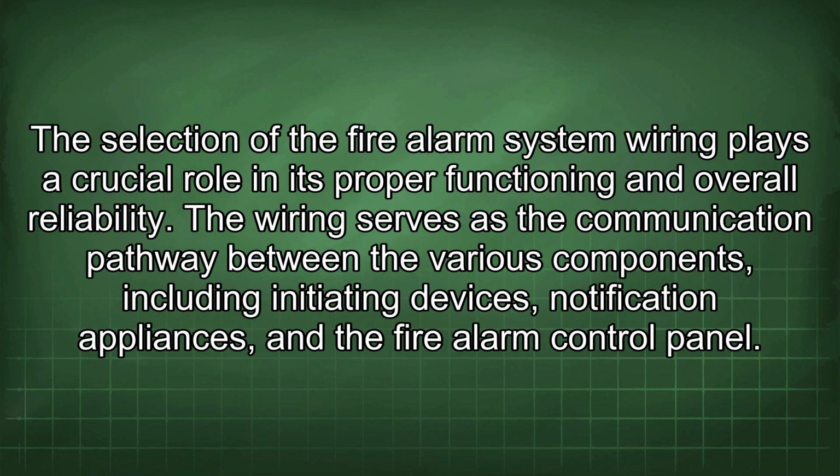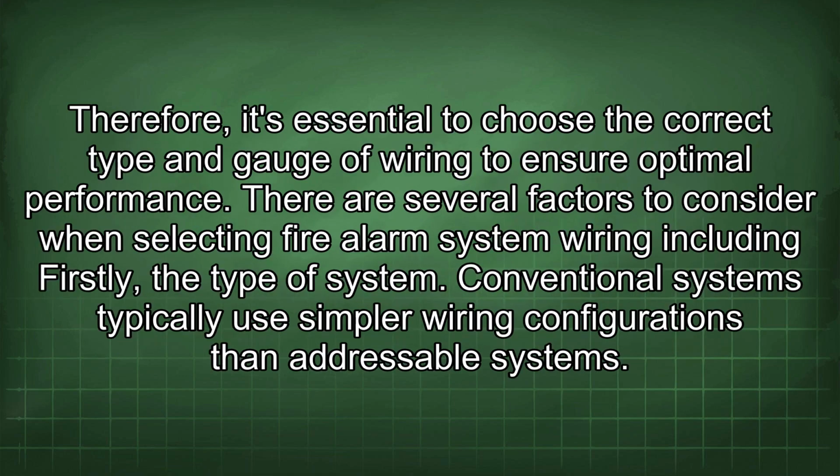The selection of the fire alarm system wiring plays a crucial role in its proper functioning and overall reliability. The wiring serves as the communication pathway between the various components, including initiating devices, notification appliances, and the fire alarm control panel. Therefore, it's essential to choose the correct type and gauge of wiring to ensure optimal performance. There are several factors to consider when selecting fire alarm system wiring, including firstly, the type of system.